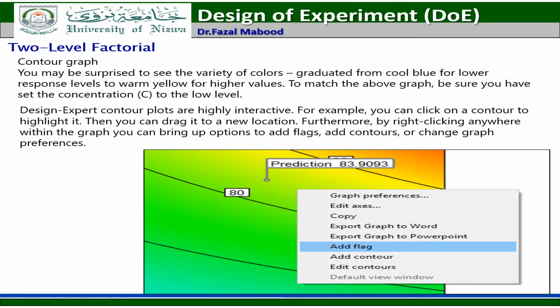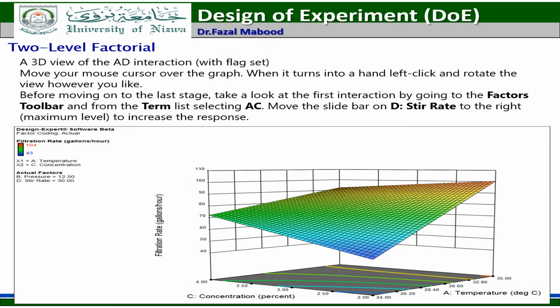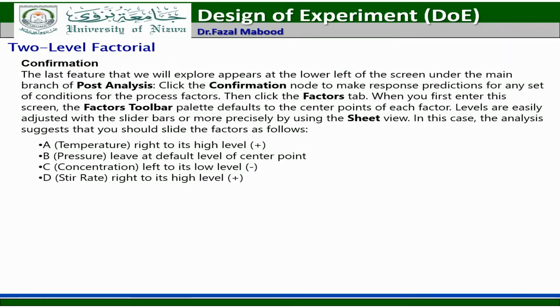And confirmation at the end, the last feature that we'll explore, at the lower left of the screen under the main branch of the post analysis. Click the confirmation node to make response predictions for any set of conditions for the process factors. Then click the factors. When you first enter this screen, the factor tool defaults to the center point of each factor. Levels are easily adjusted with the slide bars or more precisely by using sheet view. In this case, the analysis suggests that you should slide the factor A temperature right to its high level. The model is suggesting that you take the temperature to the highest level.